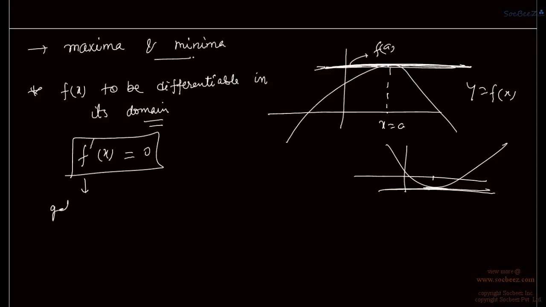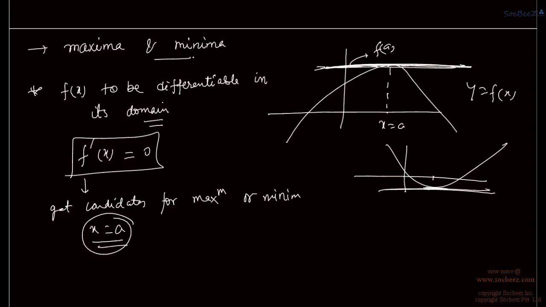Then after this we get candidates for maximum or minimum. So let us say we get x is equal to a. So we have to check whether at x is equal to a a maximum is occurring or a minimum is occurring, right? So you substitute a point which is just less than a into that function and see what is the value at this point. And also you put a point which is just greater than a and find the value at that point. And you also find the value of the function at x is equal to a.